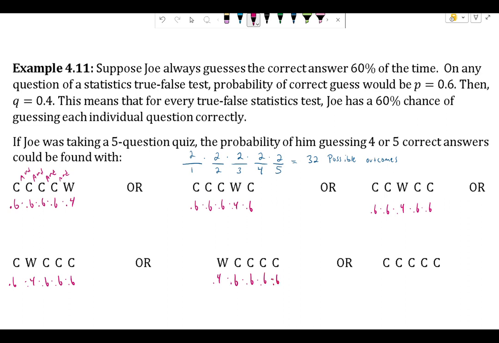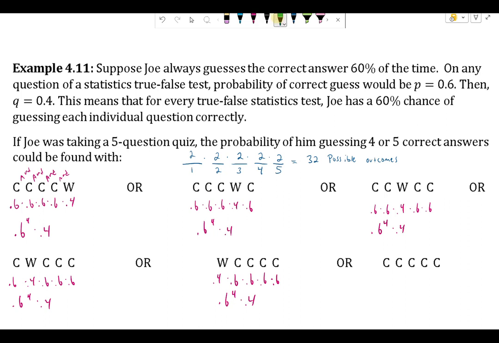So all of these are the same calculation of 0.6 to the 4th power times 0.4.